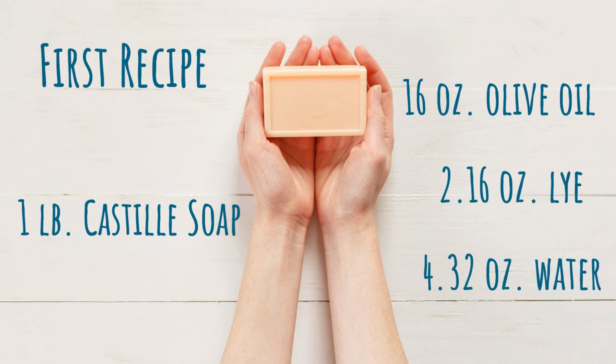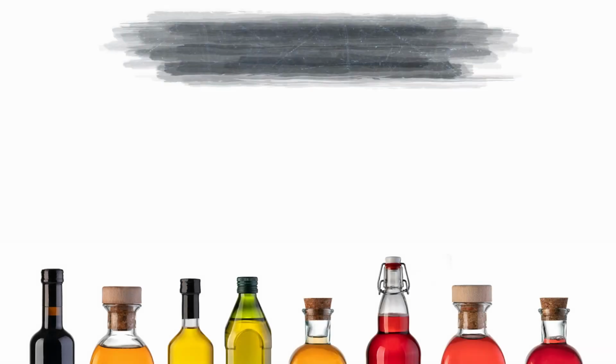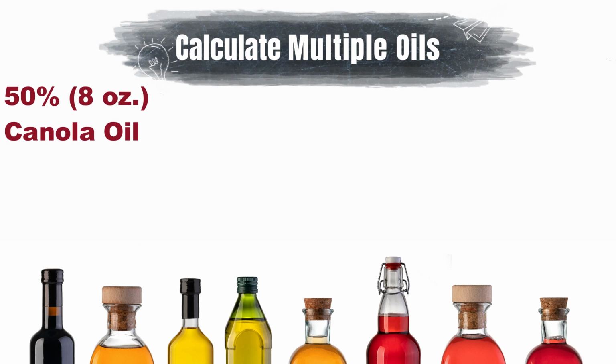What if I have a recipe with 2 oils and they have different saponification values? For example, I still want to make 1 pound of soap, so I want a total of 16 ounces, but I'm going to use 50% or 8 ounces of canola oil this time, and 50% or 8 ounces of lard. Now these are also common oils in soap making.